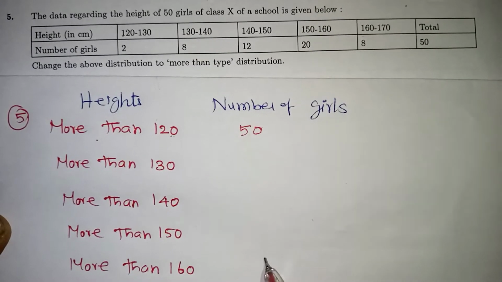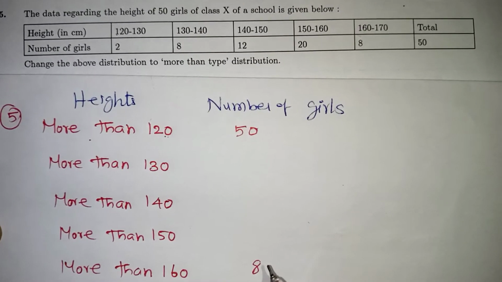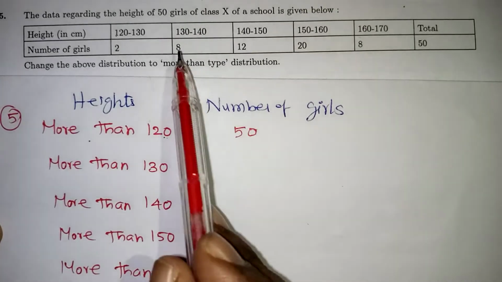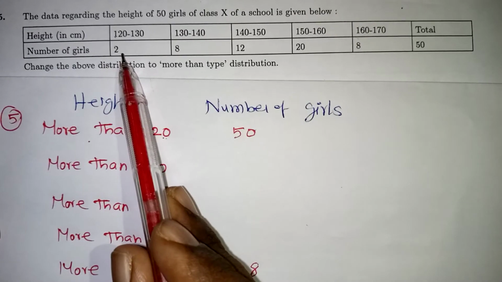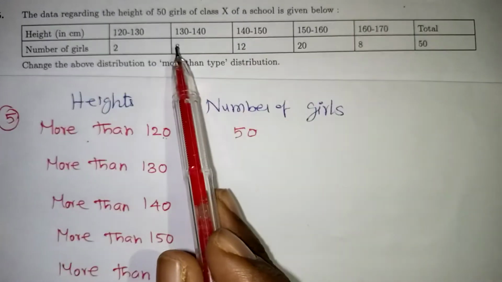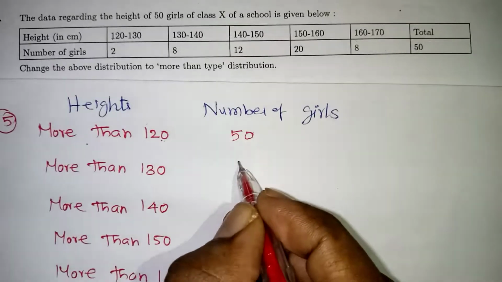You can comfortably write with the 8. Now the remaining alone we have to convert very easily. Now children, more than 130 if you want, the 2 children alone will not be there. All the remaining will be more than 130. So first you have to subtract this 2. 50 minus 2 will give you 48.